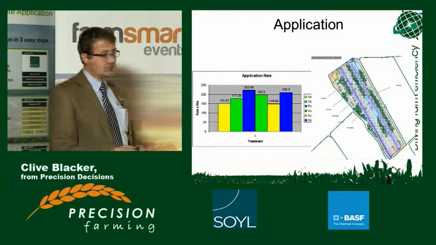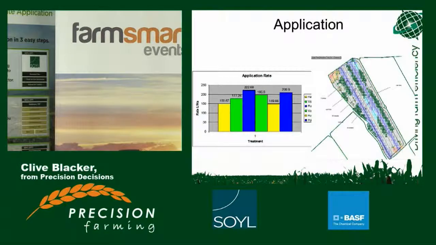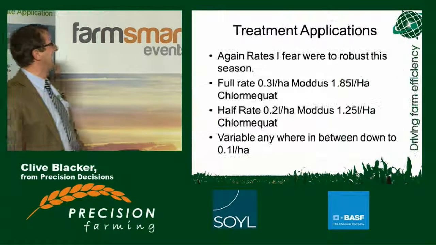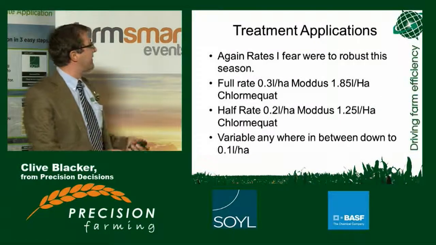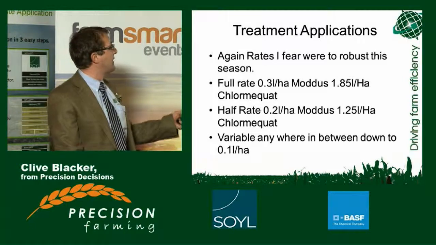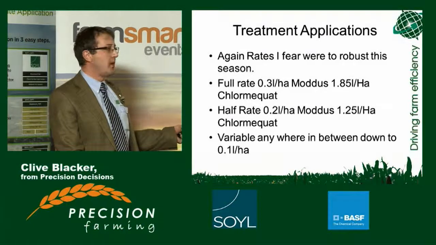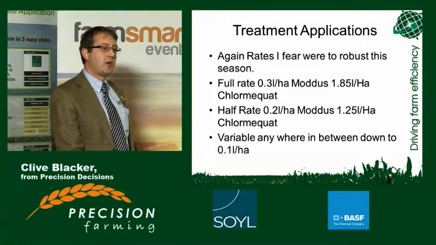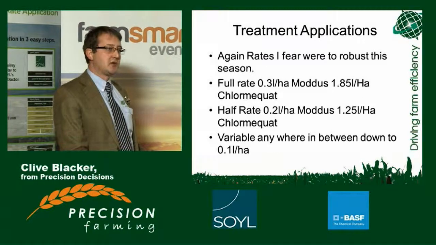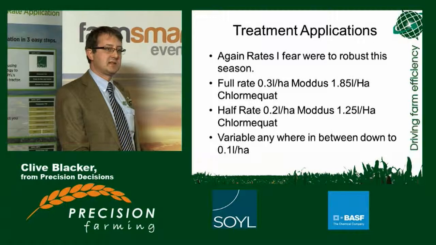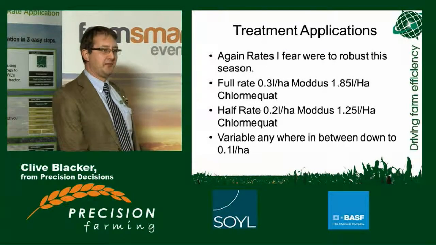And what we actually saw, sorry, I think that's my phone. What we saw was we were varying at the time, with Modus being a new product, 0.3 of a litre and 0.185 of chlormequat. Half rate was 0.2, 1.5, and with the variable rate we went down to anywhere down to 1.1 a litre per hectare. I'm sure that you'll all be frightened to death by those rates today. When it came out, we were learning.